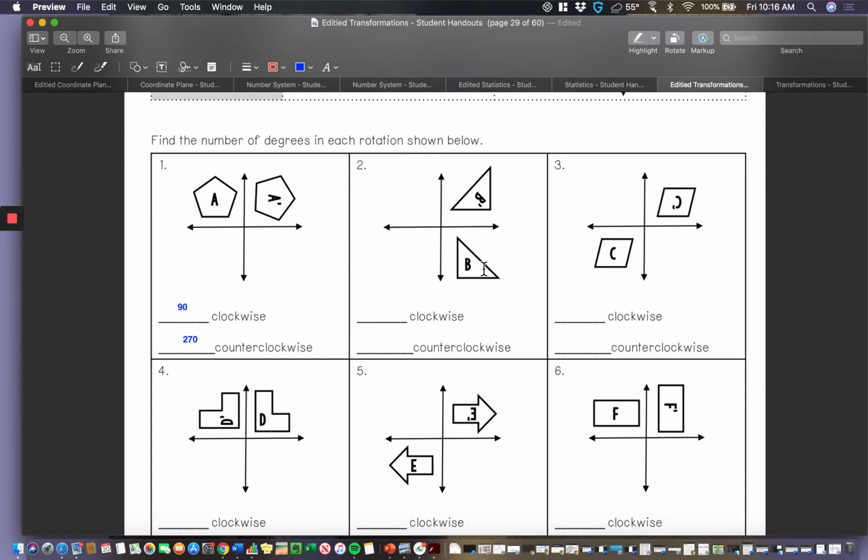Alright? Let's take a look at number 2 here. Here's my original figure. So, if I'm rotating this clockwise, I'm moving 1, 2, 3 quadrants. So it's 90, 180, or 270, right? Since I went clockwise, I went 270 degrees to get to my image. If I look at my pre-image here, and I move counterclockwise, I'm only going to go one rotation, so that is only 90 degrees.